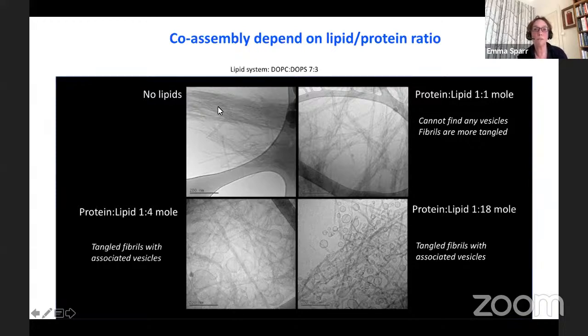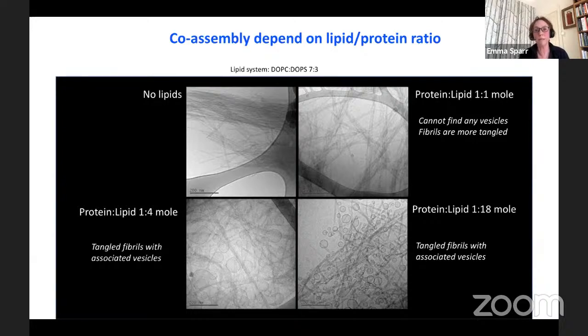Here the scale bar is 200 nanometers. This is a bunch of fibrils alone. You get like a package of spaghetti. When you have the protein aggregated in the presence of lipids, you still get a sort of fibrillar aggregate, but they seem to be less dense, more tangled. At higher lipid concentration, you get vesicles associated to the protein, and these are still tangled.